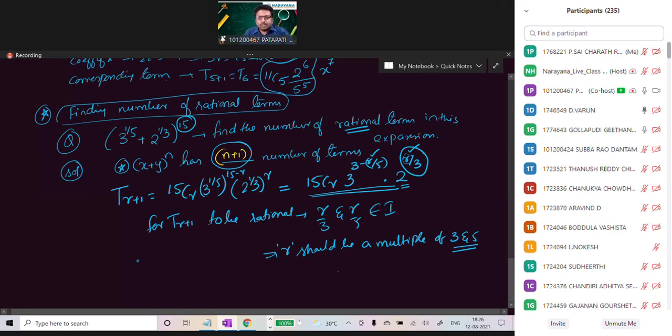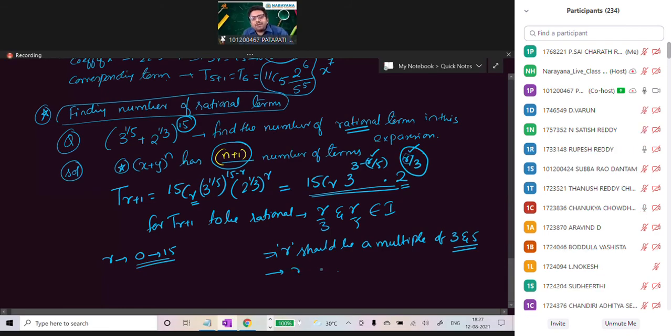Sir, is it 15? So R should be a multiple of 3 and 5, right? And R can go up to only 15, right? R goes from 0 to 15. So from 0 to 15, how many multiples of 3 and 5 are there? R can be either 0 or 15, right? Only one.